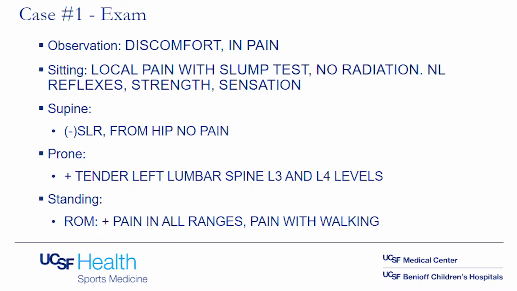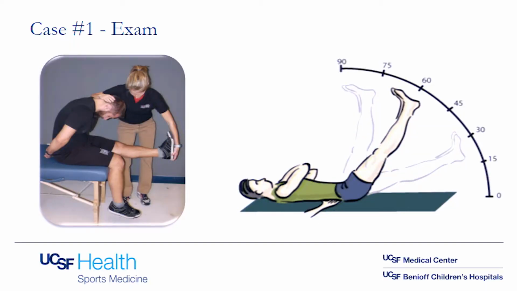Okay. Observation, obvious discomfort. Sitting, local pain with a slump test, no radiation, normal reflexes, strength and sensation. Supine, negative straight leg raise, full range of motion of the hip, no pain. Prone, tenderness, left lumbar spine, L3, L4 levels. Standing, range of motion, pain in all ranges, pain with walking. Am I going too fast? Is this good? Okay. Here's some parts of the exam.